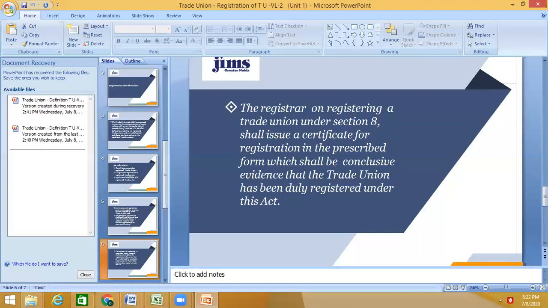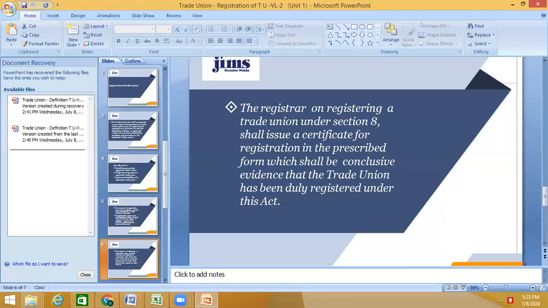The other important thing is the admission of ordinary members, who shall be persons actually engaged or employed in an industry with which the trade union is connected, and also the admission of the number of honorary or temporary members as office bearers required, right? So you have to consider this point also, which is very important for the registration of a trade union.